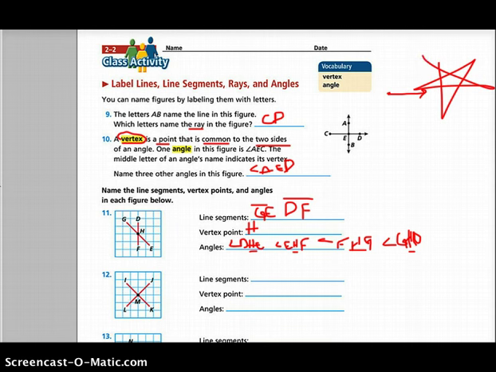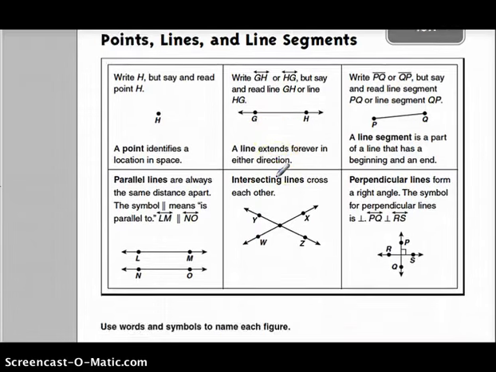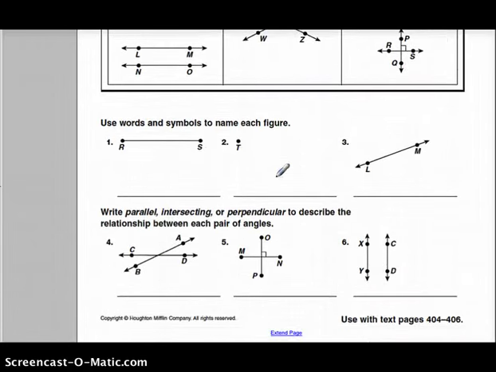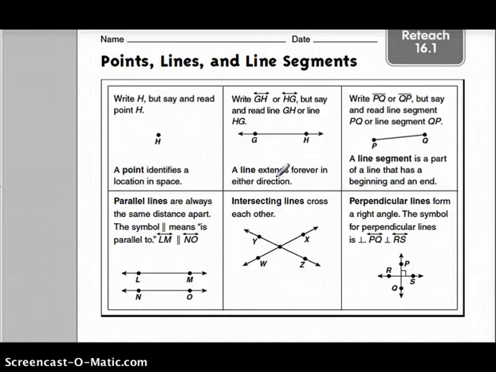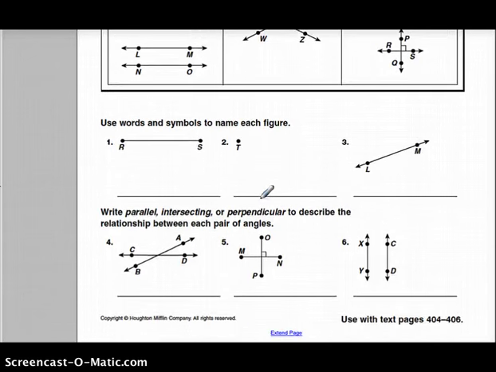Alright, your homework today will look a little different, similar to an assignment we saw last week. Your homework today will look like this. It's called Points, Lines, and Line Segments. You will be naming each line segment and determining if the lines are parallel, intersecting, or perpendicular.